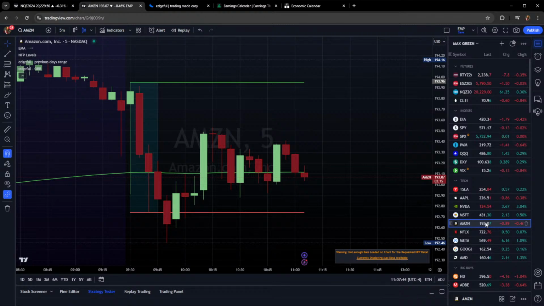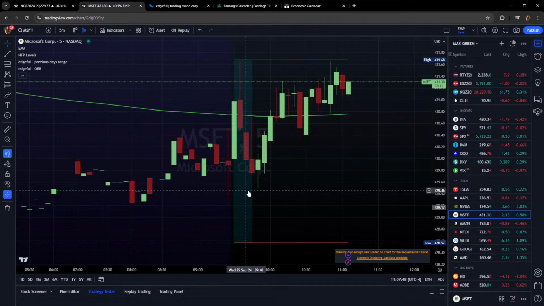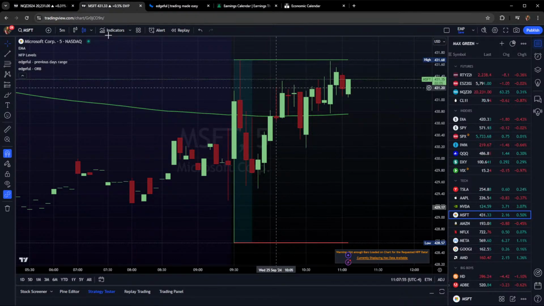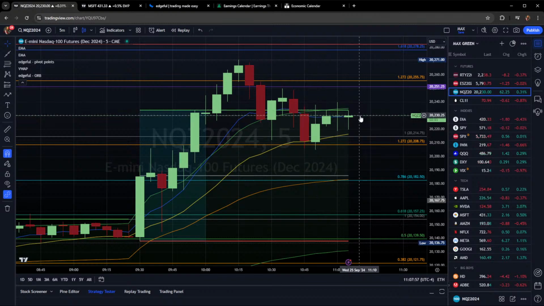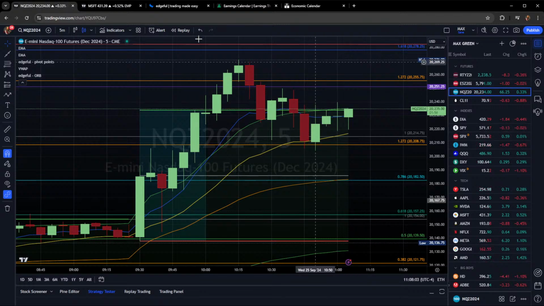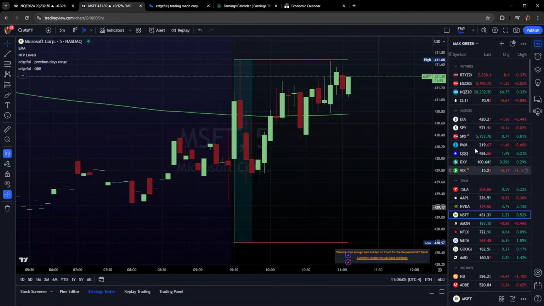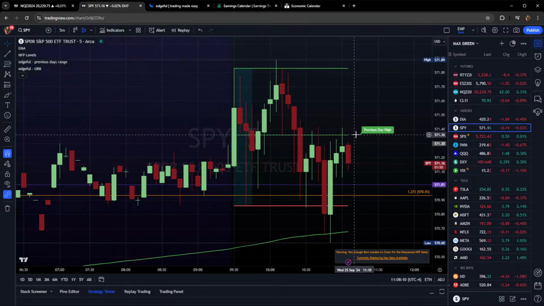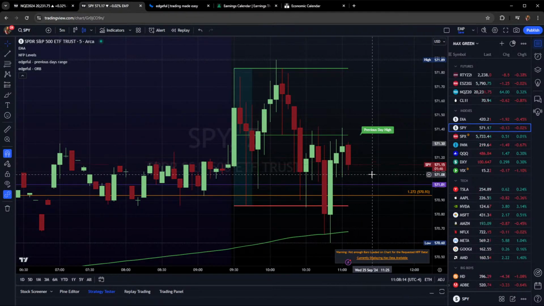Amazon doing nothing. Microsoft double top, but look at this, uptrend. That's what makes me think we probably come back up here. SPY rejected yesterday's high again, though. This is the only thing that really makes me want to sit here in this trade.